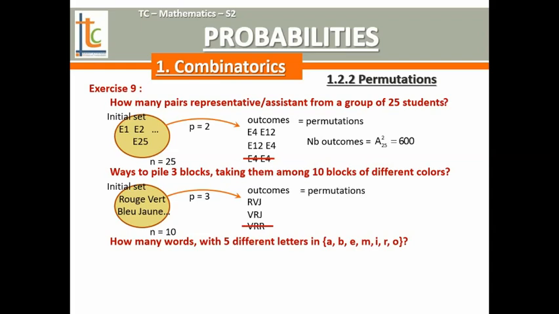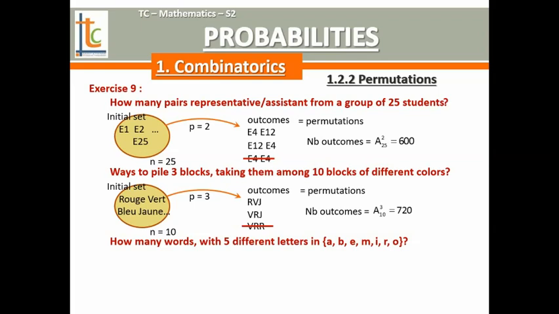So you're in the case of permutations, and the number of outcomes is P10-3. That means if you want to calculate it by hand, 10 times 9 times 8, the result will be 720. And you can ask your calculator, 10 permutation 3 results 720.